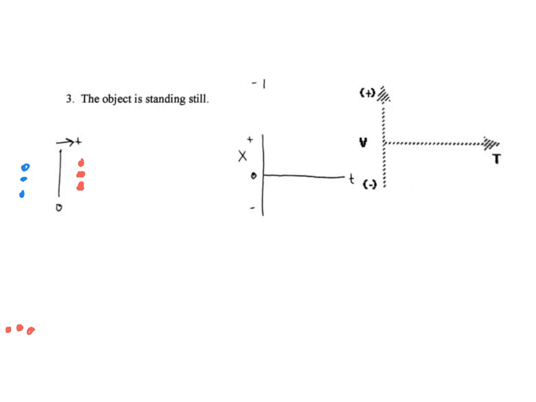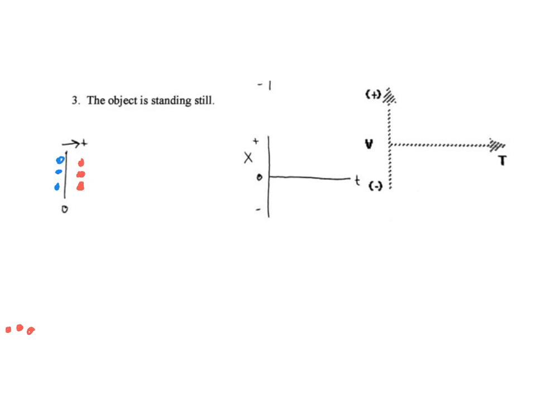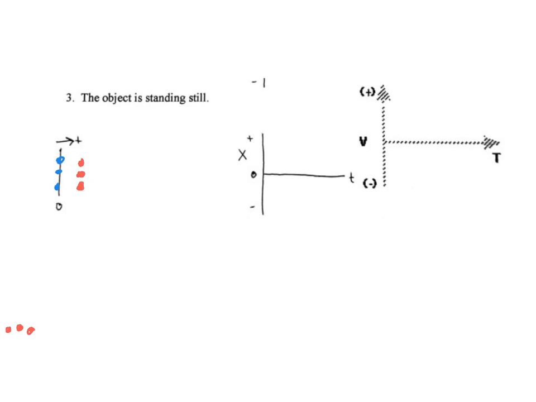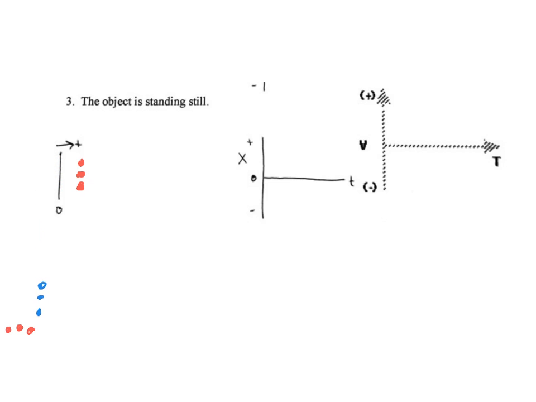So, we could say that the object's in a negative position. We could say the object is in a positive position. We could say the object is at the 0 position. Any of those things are fine because it doesn't actually tell us in the statement. So, I must drag those aside as well. I must stick with what I said first.